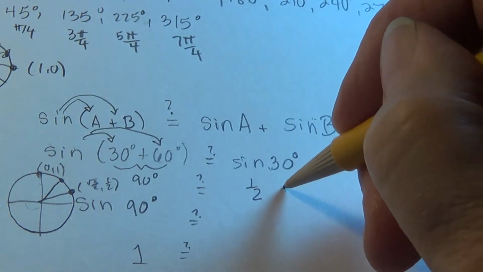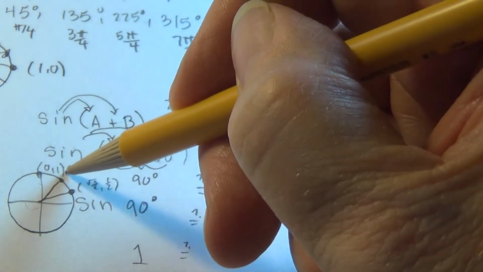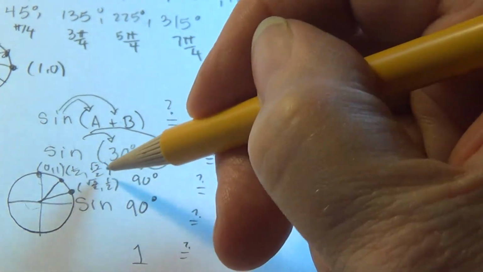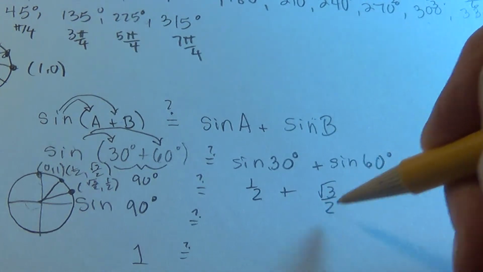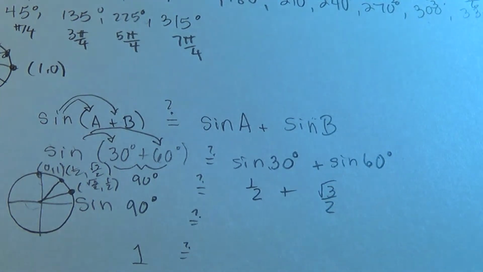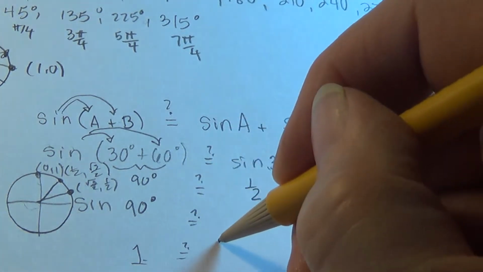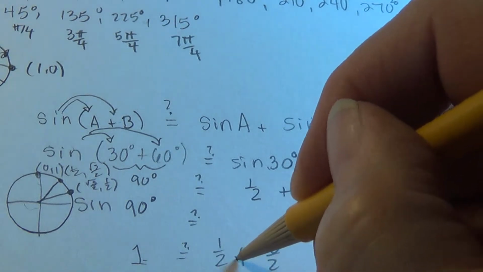Sine of 60 is up here, so that's 1/2, square root of 3 over 2. So the second coordinate is square root of 3 over 2 at 60 degrees. So is this a true statement? Is 1 equal to 1/2 plus the square root of 3 over 2?